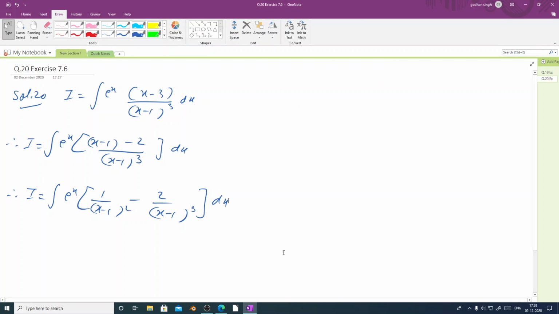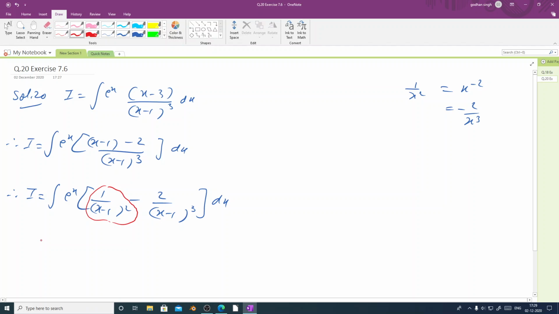Now we know the differentiation of 1 by x square. Suppose we are having 1 by x square, that can be x raised to minus 2, and the differentiation of that is minus 2 over x cube. So that is what we are having here. So we'll take this as our f(x), and then we'll differentiate that, and we'll be getting the remaining as f dash x.